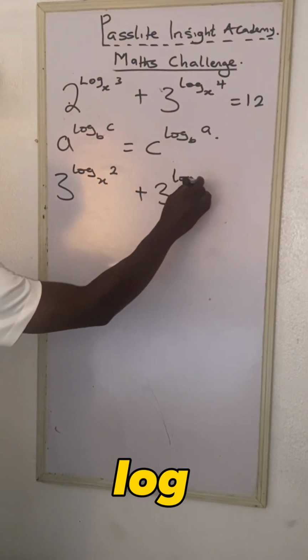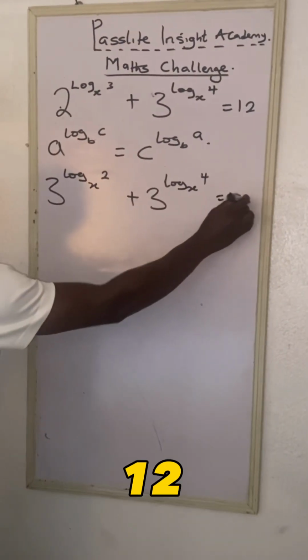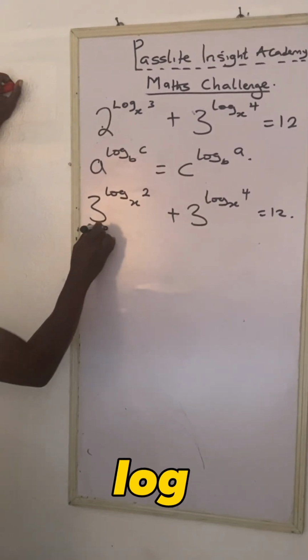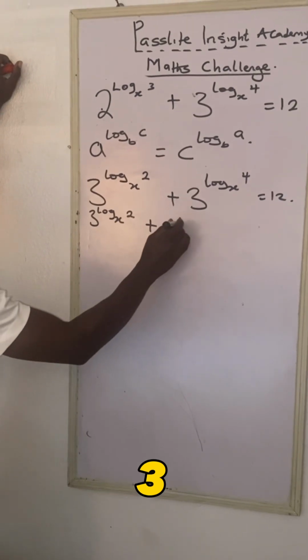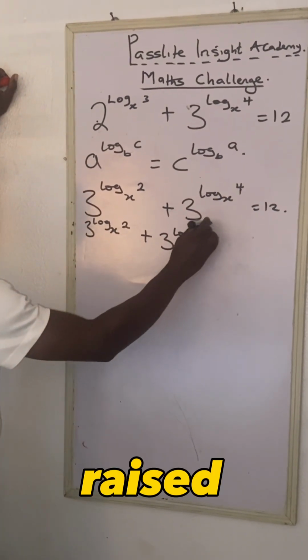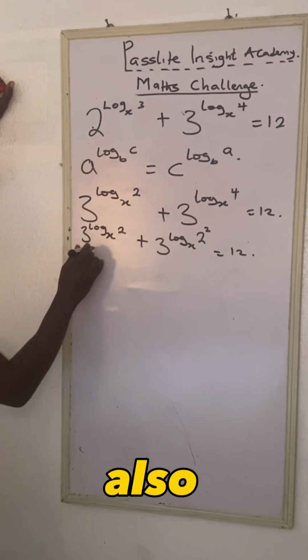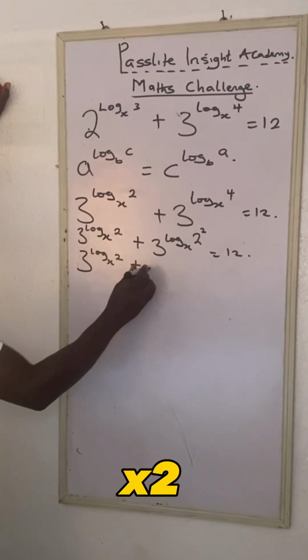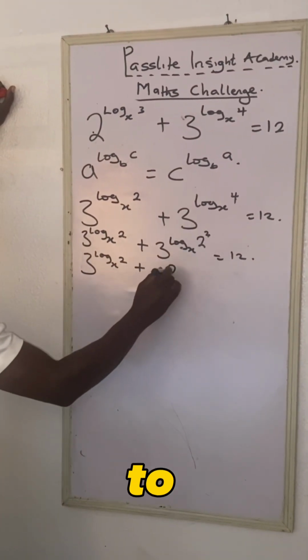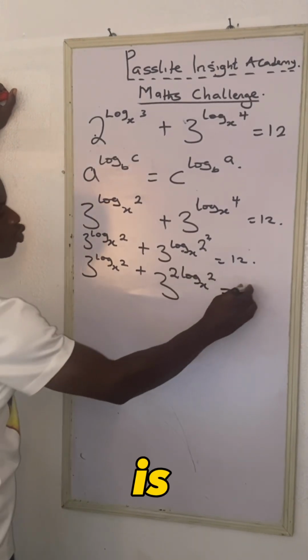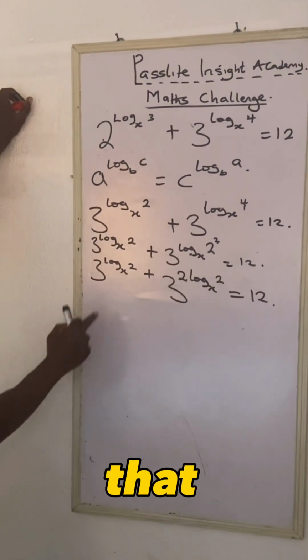3 log base 4 is equal to 12. So what next do you have? 3 log base 2 plus 3 log base, your 4 is 2 raised to power 2, will give you 4, is equal to 12. So also 3 log base 2 plus 3, bring this to the back, that is 2 log is equal to 12. So you can see that this and this.